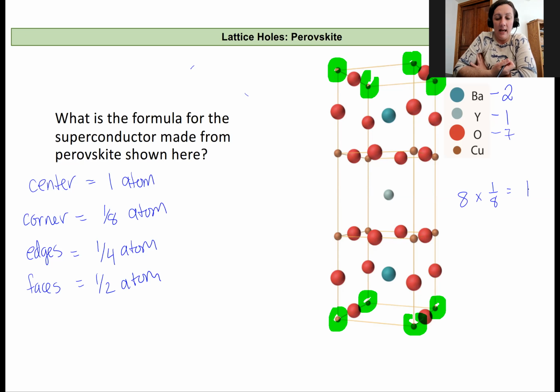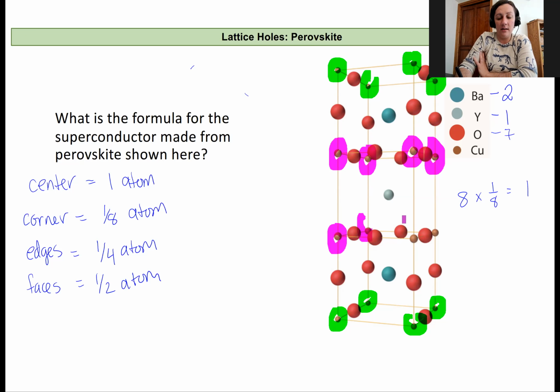of the layer. And then my other copper atoms are going to be on edges shared with 4 others. So here's an example of one that's on an edge. In that plane, that lattice plane, I have 4 of those. And then I have another lattice plane of those edge copper atoms right here. So I have 8 atoms of copper that I have a quarter of each, which will be 2 for a total of 3.